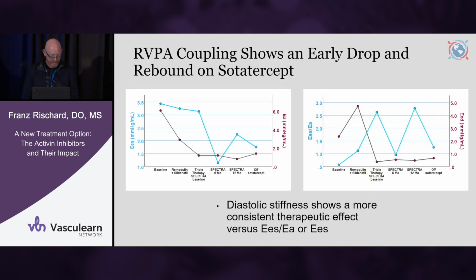If you look at the coupling metrics of the heart, we can see on the left that there is contractility, which is the right ventricular elastance, and the afterload, which is the global measurement of afterload, the vascular elastance. We can see the vascular elastance has dropped and then remains stable on sotatercept. However, the contractility remains high and then drops at 6 months relative to that point we already discussed, and then rises again by 12 months and then drops again once the patient goes off sotatercept.